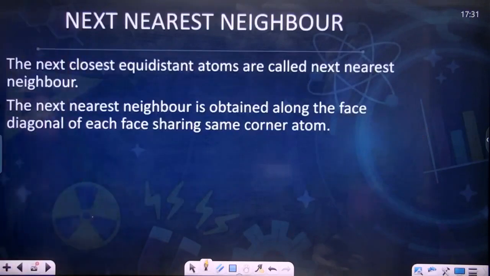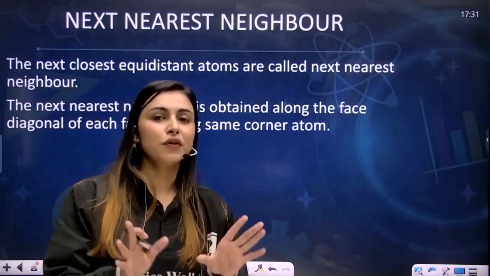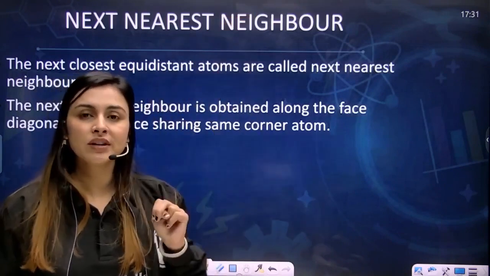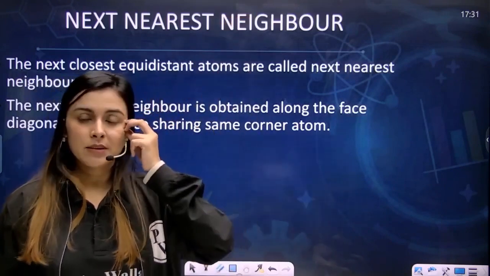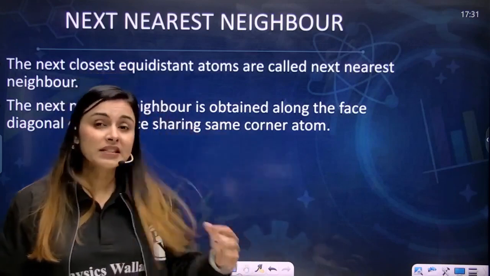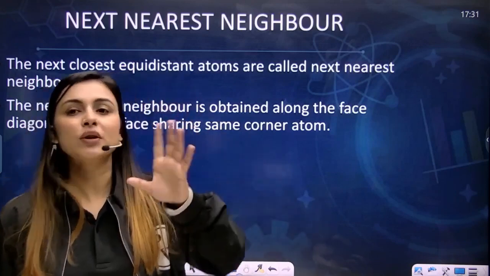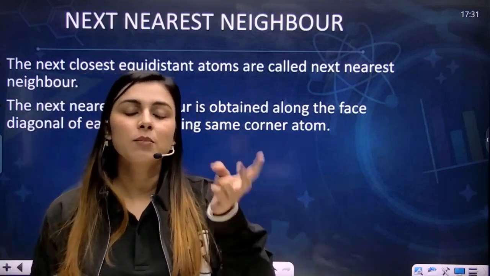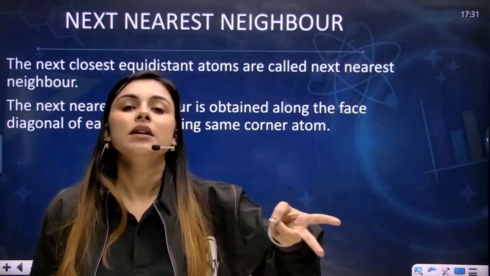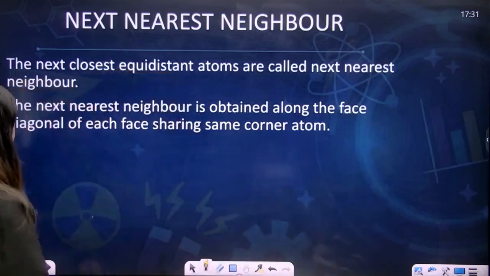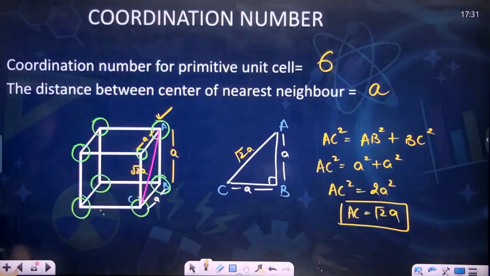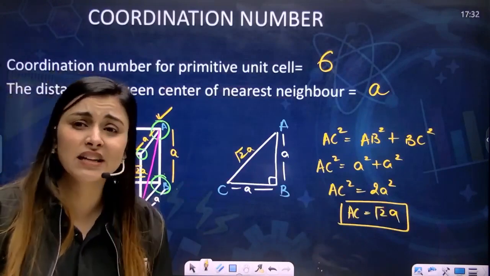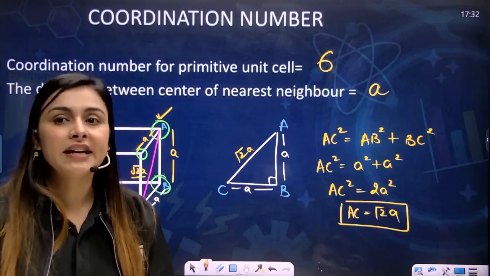See, now we have discussed the first nearest neighbor. What if somebody asks you, please give the second coordination number of the primitive unit cell, or the next nearest neighbor? So what does that mean? First nearest neighbor means the nearest distance, which was A. If somebody asks you the next nearest neighbor or second coordination number, that means you have to find out the second nearest distance. And if you see the primitive unit cell, the second nearest neighbor is at root 2A distance to this.